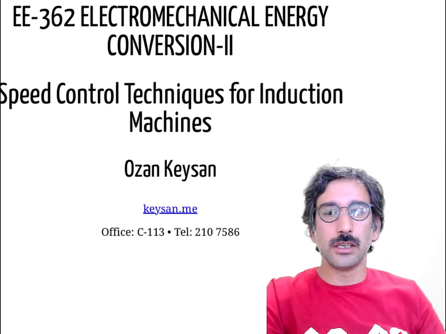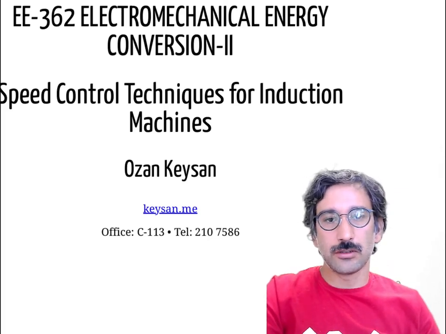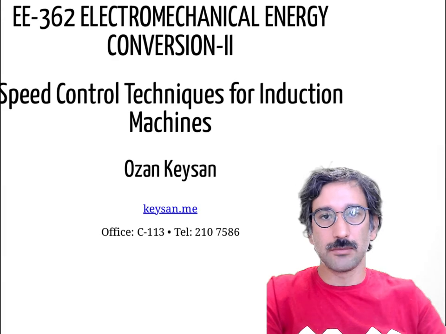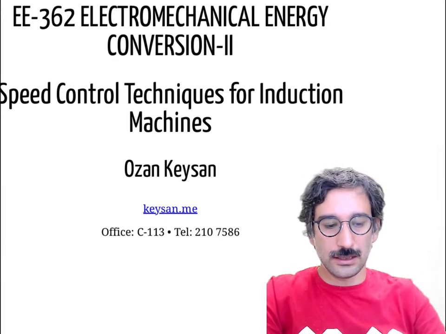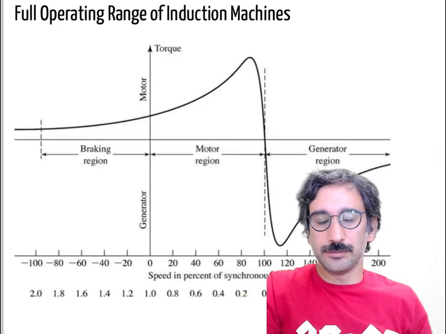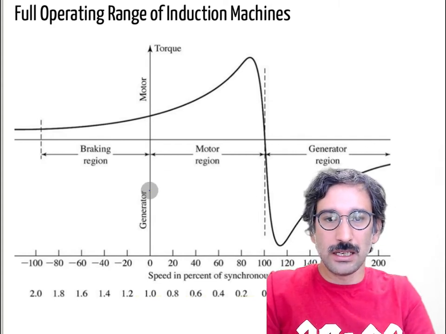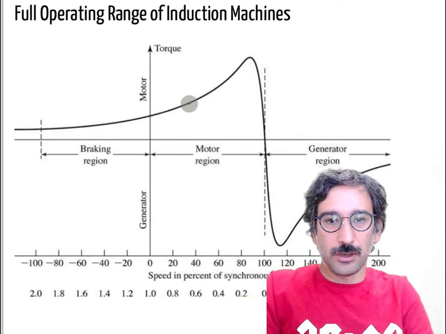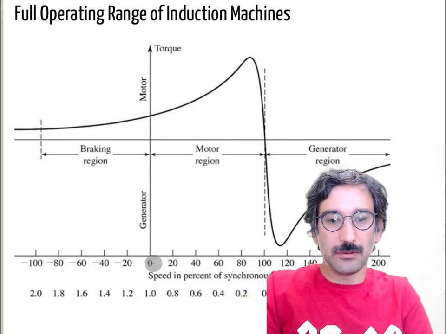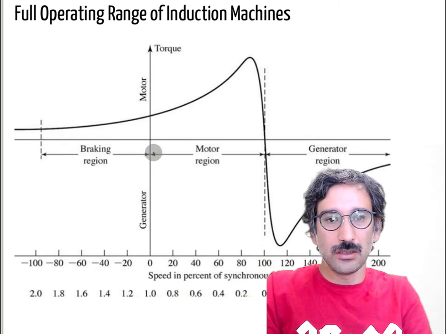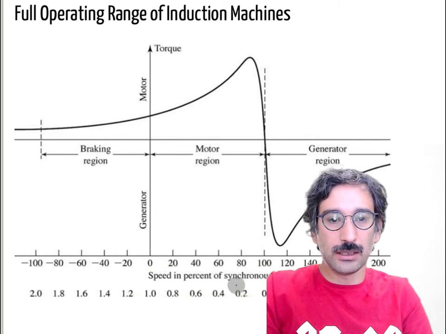Hi, today we will talk about the speed control techniques for induction machines. Just as a reminder, let's talk about the operating modes of induction machines. As you know, if it is operating as a motor, then the slip is between 0 speed and less than the synchronous speed. So the slip is between 1 and 0.